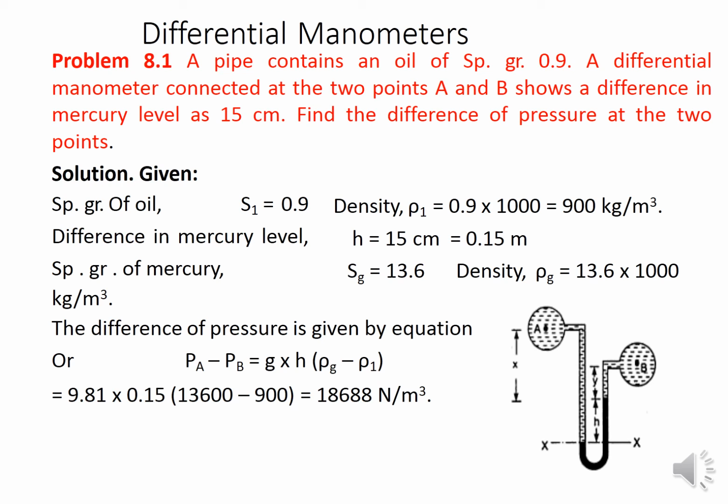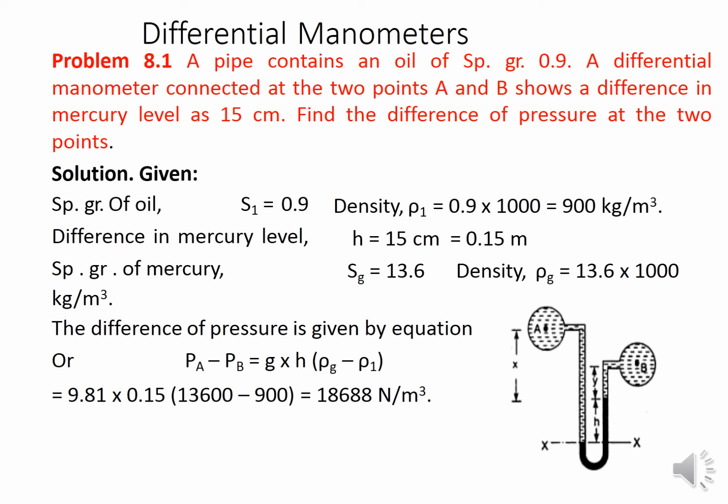So what is all the given data? The specific gravity of the oil. The same oil is flowing in both pipes. So density rho 1 is equal to 0.9 into 1000, which is 900 kg per meter cube. What is the difference in mercury level? 15 centimeters is given. The specific gravity of mercury is 13.6, so the density of mercury is 13,600 kg per meter cube.